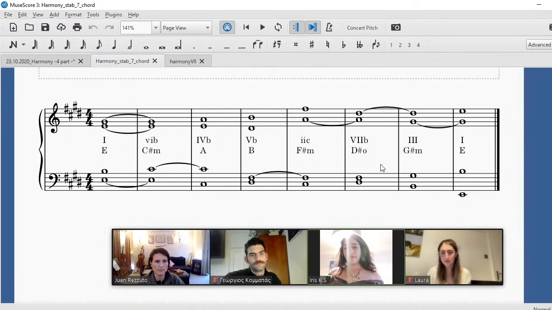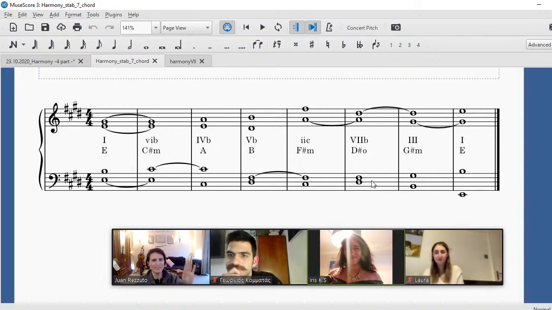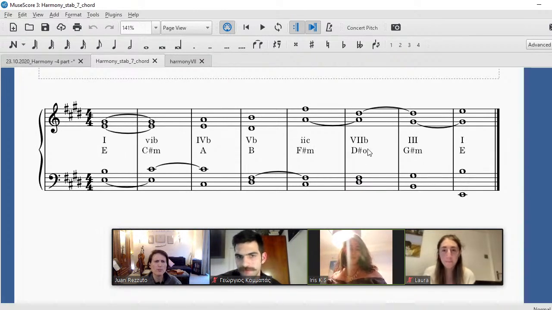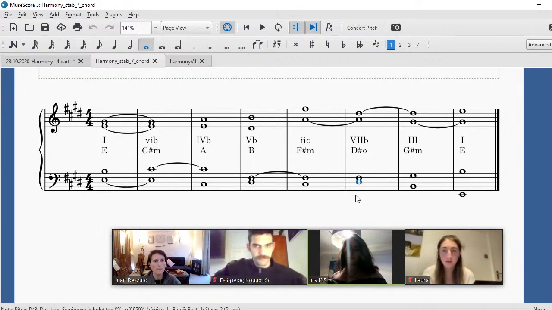We go to G. Wait, G? This chord? No, not that. Just stay here. You were doing okay. It is D sharp, no? Why D sharp? It's the chord D sharp, the seventh of E major, which is the key, is D sharp diminished. And it shouldn't be in root position.